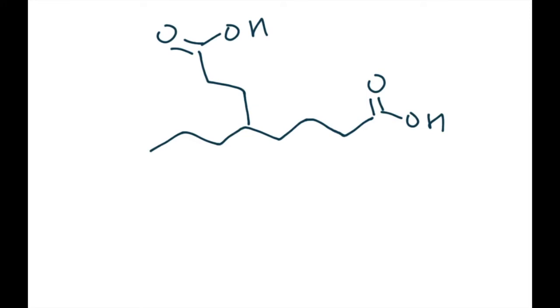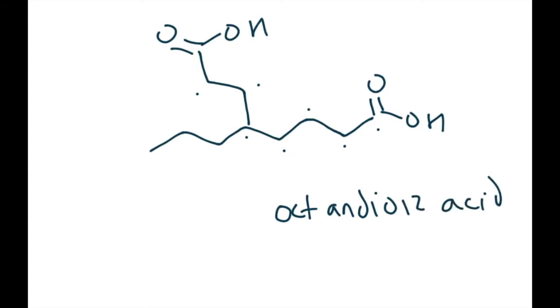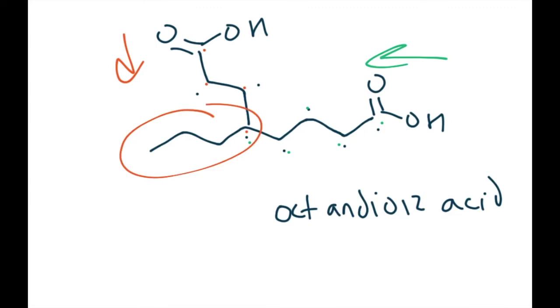Hey, not 9 again. So we're going to have 1, 2, 3, 4, 5, 6, 7, 8. This is going to be octane dioic acid. And am I going green or am I going orange? Orange gives us 1, 2, 3, 4. Green gives us 1, 2, 3, 4, 5. So we're going to go orange. So this is going to be 1, 2, 3, 4. 3-propyl octane dioic acid. So not too bad.